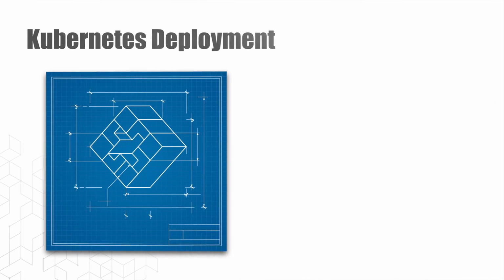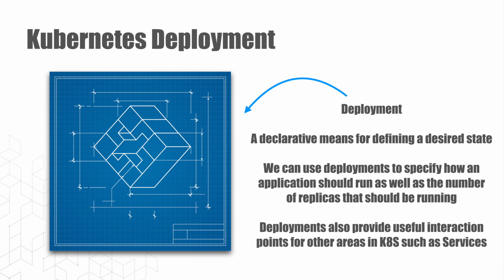Next, we're going to run an Nginx deployment. So a deployment is a declarative means for defining a desired end state. So we can use deployments to specify how an application should run, as well as the number of replicas that should be running. Deployments also provide useful interaction points for other areas in K8s, such as services, and we're going to actually see this as we go through.